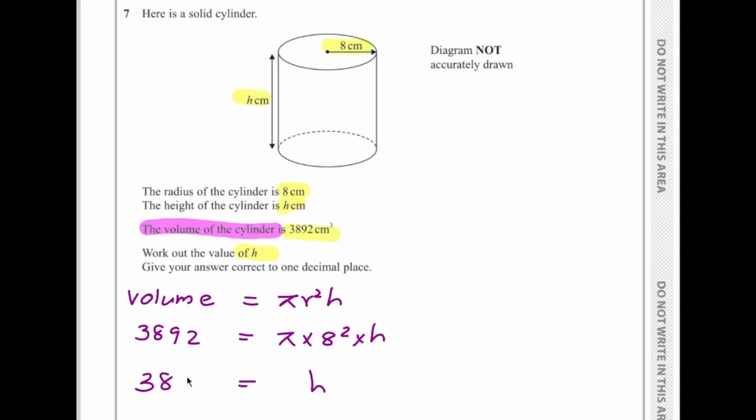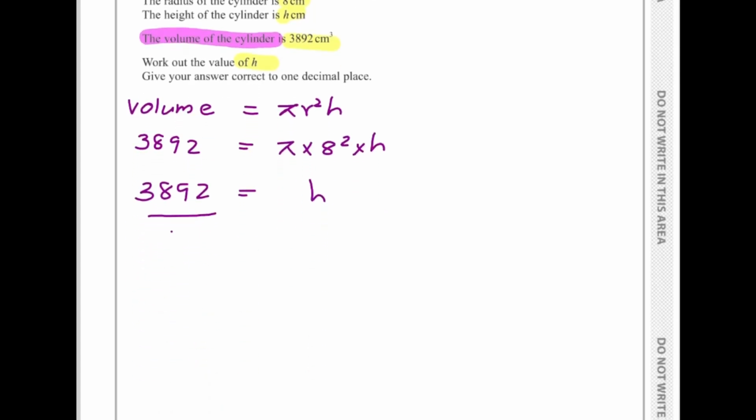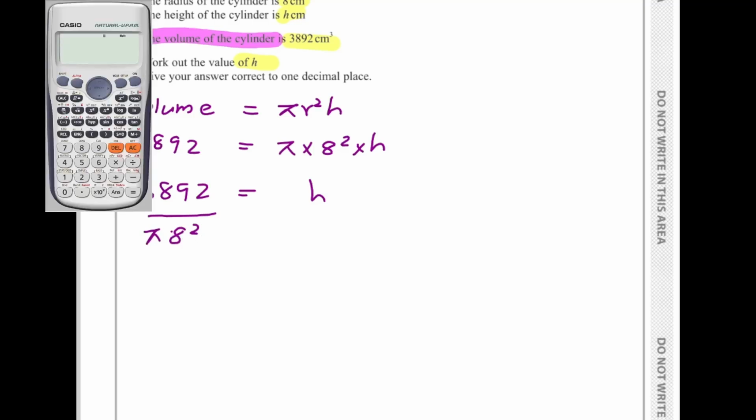So 3892 to be divided by pi 8 squared. So use the calculator and plug in the values. 3892 over pi 8 squared. Then it gives us the answer as 19.35.